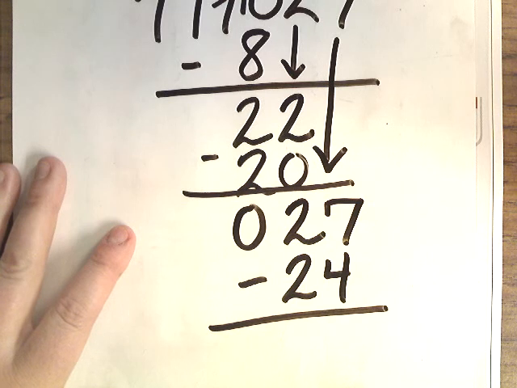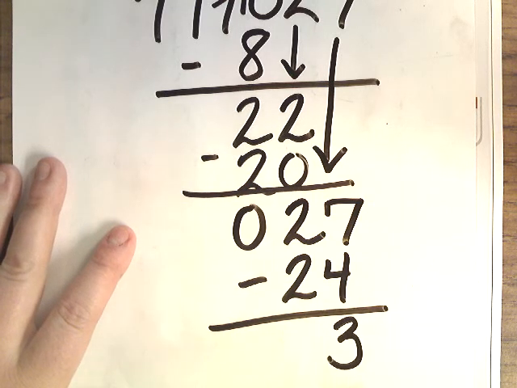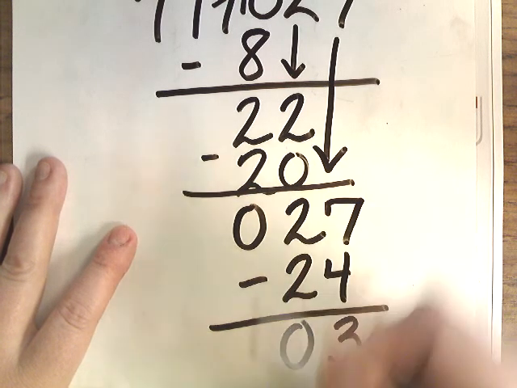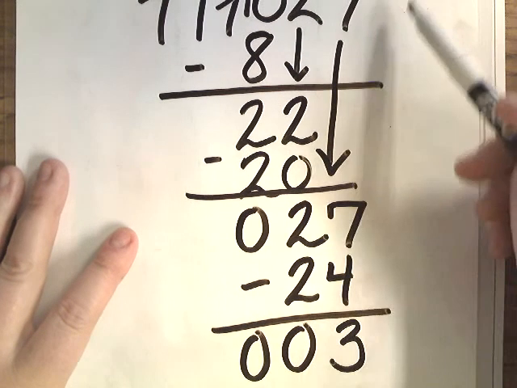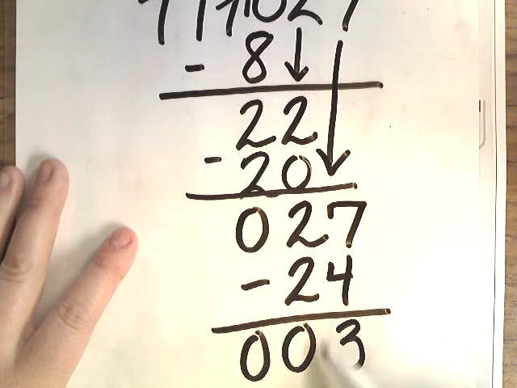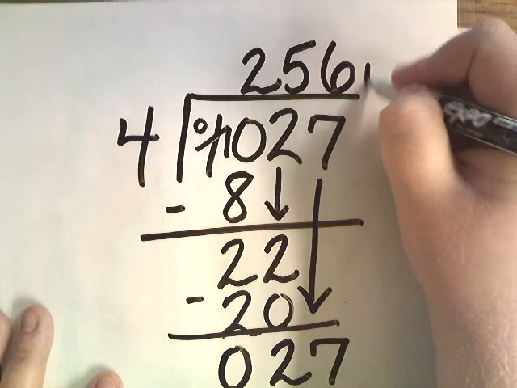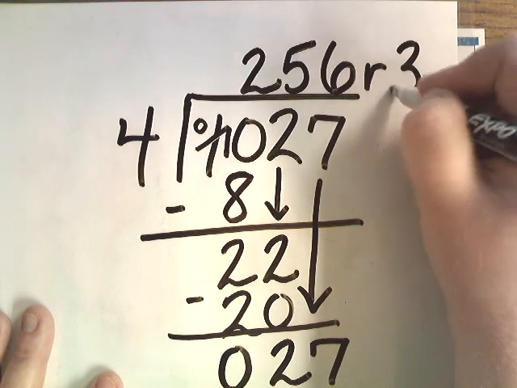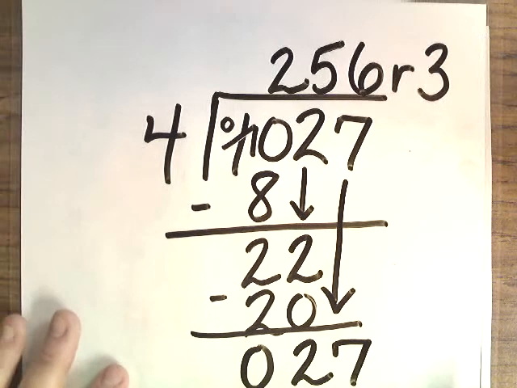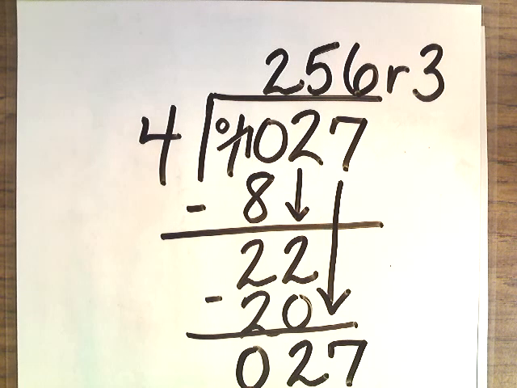7 take away 4 is 3. 2 take away 2 is 0. 0 take away 0 is 0. We have no more numbers to bring down, so we know this number is our remainder. We're going to write that with a small r and place the number. So our answer is 256, remainder 3.